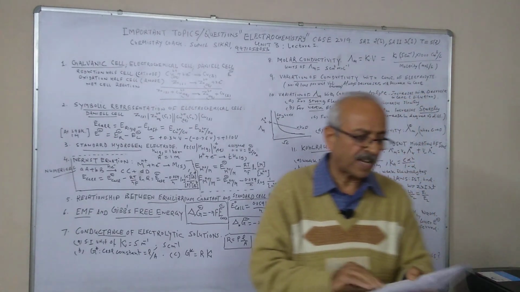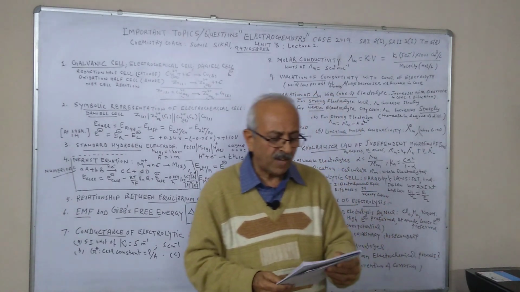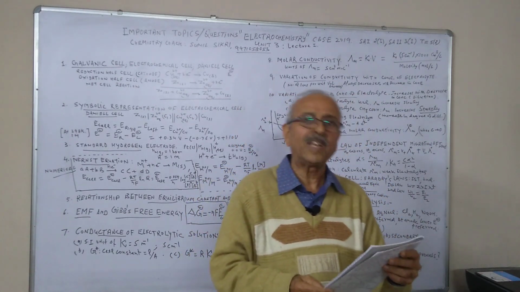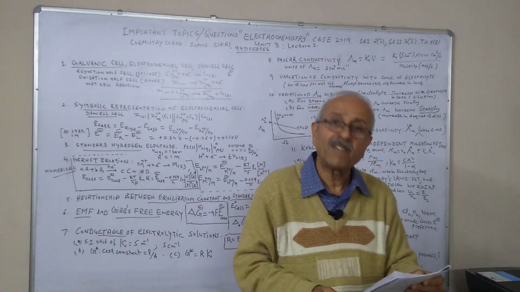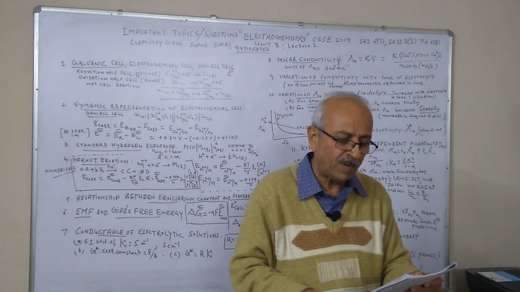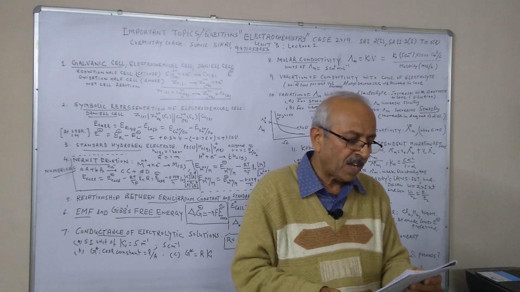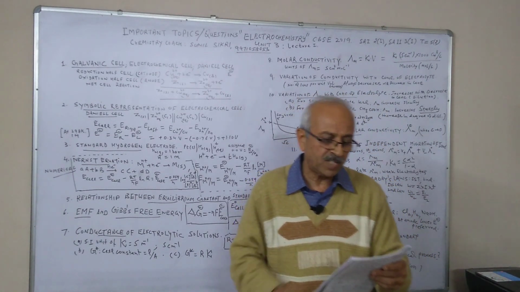Predict the products of electrolysis of dilute sulfuric acid. Platinum electrodes are inert electrodes, they will not be attacked. At cathode, H plus plus e minus will give half hydrogen. At anode, OH minus will be oxidized to give you oxygen. Therefore, hydrogen gas will be there at cathode, oxygen gas will be there at anode. These are some of the important questions.